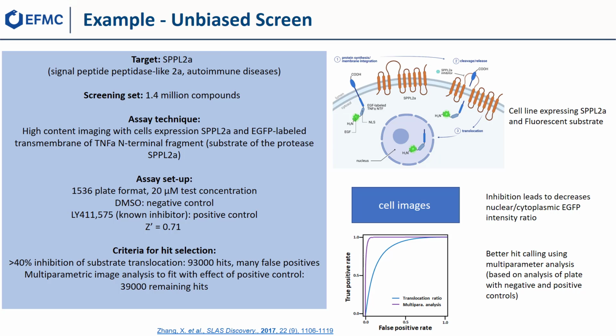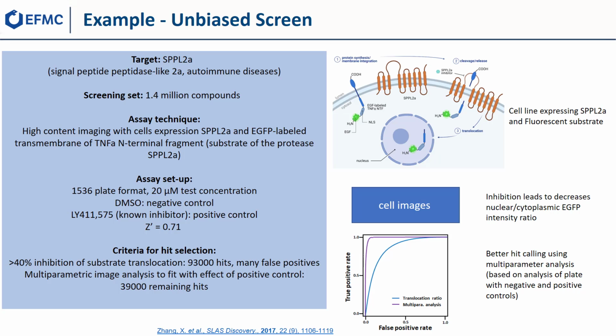The assay utilized is a high-content imaging assay using cells expressing the target, SPPL2A, and a fluorescently labeled substrate, EGFP-labeled TNF-alpha, which is a peptide that is expressed in the membrane. When the substrate is cleaved by the enzyme, the fragment containing the fluorescent label will be translocated from the cytoplasm into the nucleus.